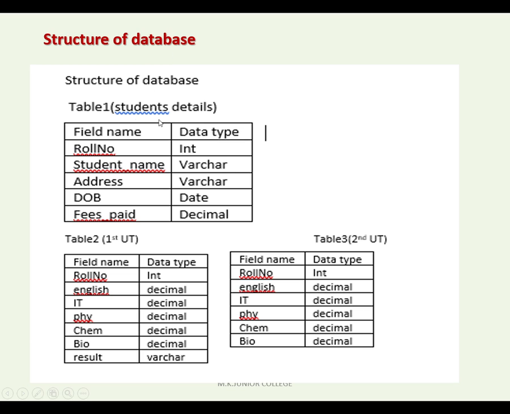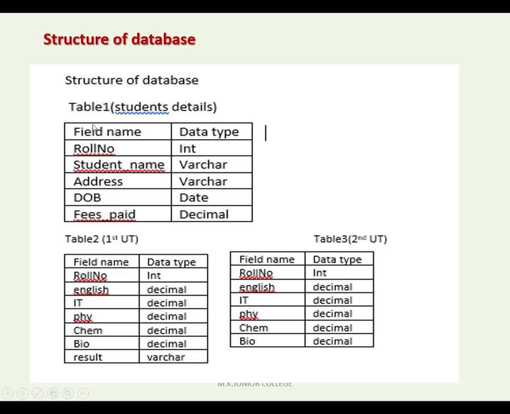Suppose you are thinking to create the first table. While creating the first table, you have to consider the structure of that table. Structure of that table means what? Field name and the type of that particular field. Whatever fields, what all information you are going to add in your table 1, and what will be the data type of those fields.